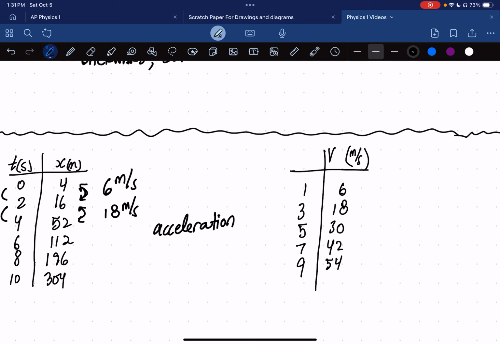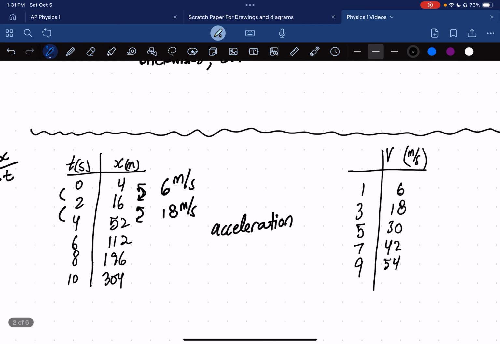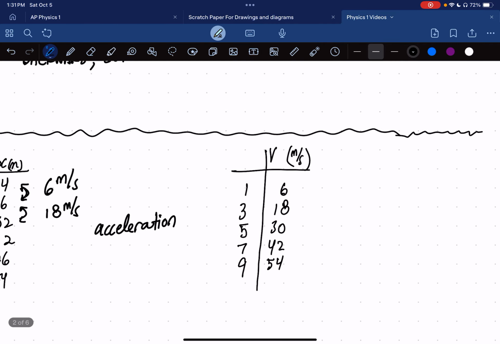Now, the same way we got velocity with position time data, we can get an average acceleration using a change in velocity over time. This would be time.